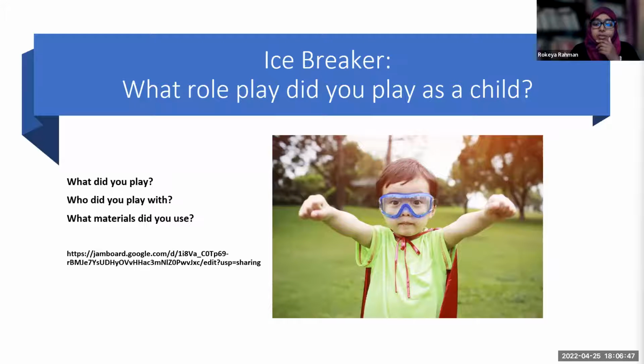In that link, we're going to take you to a Jamboard. So you can share, basically, how did you play when you were young? What kind of role did you take when you played as a child? What did you play? Who did you play with? What materials did you use? You can maybe share some of your experience, and you can go to the Jamboard, or you can share in the chat box. It's up to you. Let me bring the Jamboard up so you can see how you're going to share. Let me bring my Jamboard right now and also share so you can log in.